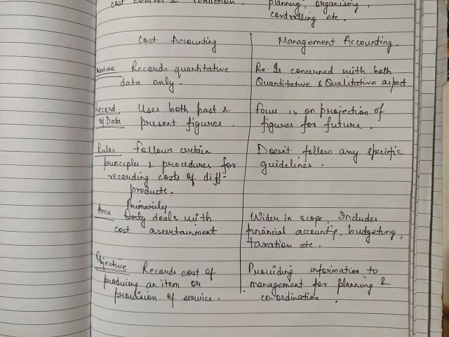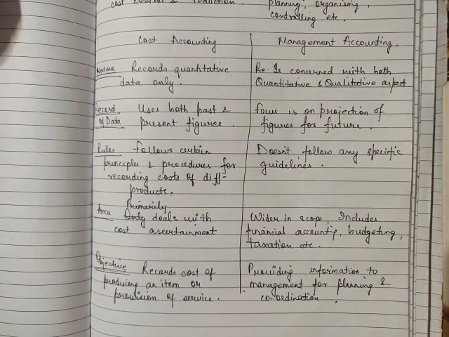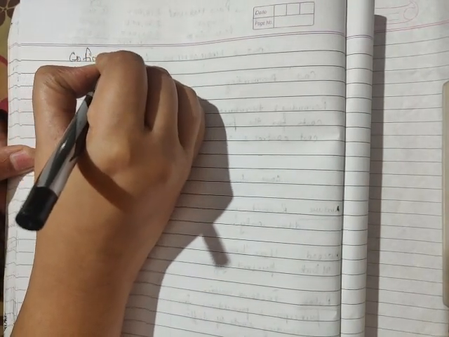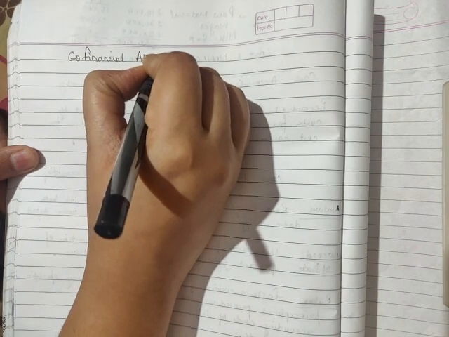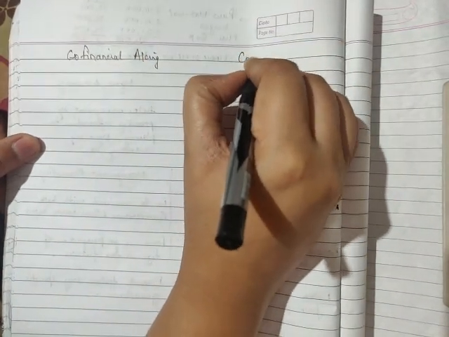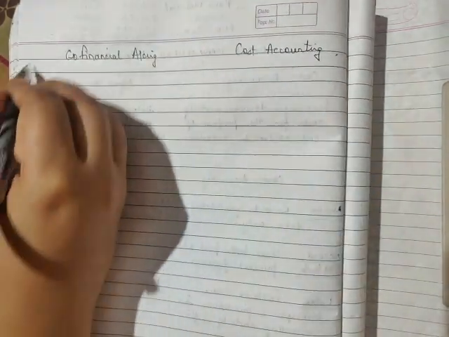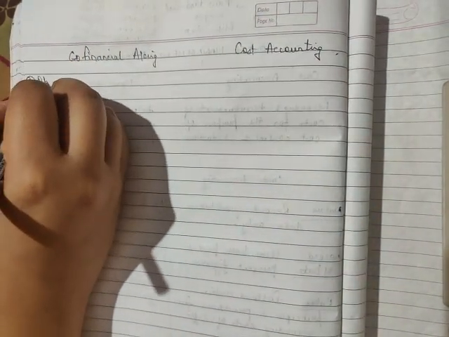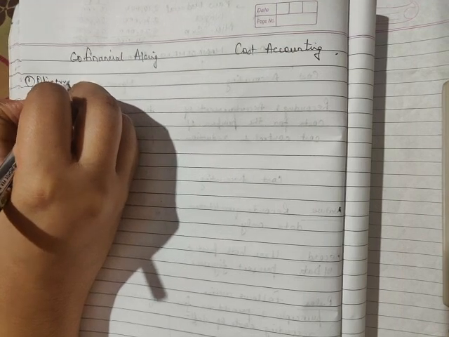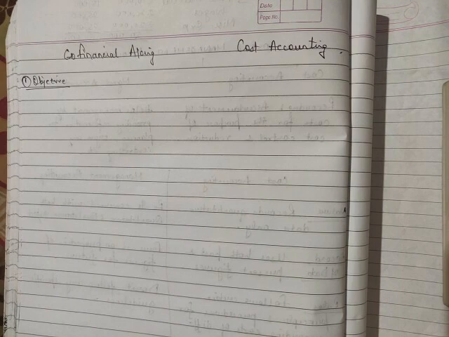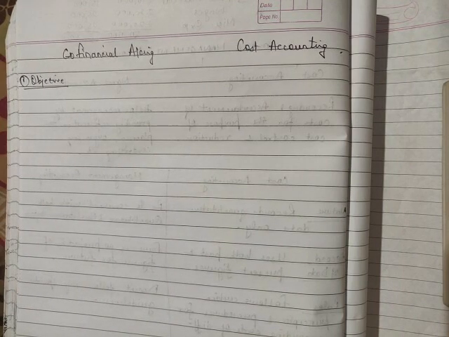Next, we are going to look at what is the difference between cost accounting and financial accounting. So, first difference is the objective. We all know that financial accounting provides information about the financial performance of an entity.